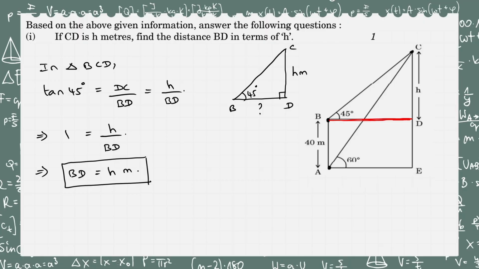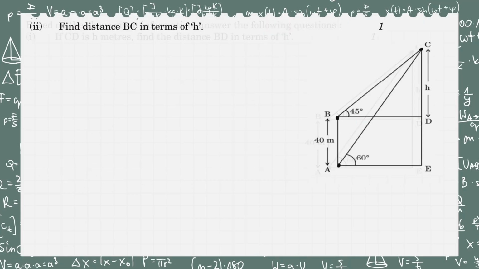Now let us move on to the next part. Find the distance BC in terms of h. So we need to find out the red colored line segment's length. For that also, we can take the same triangle BCD.